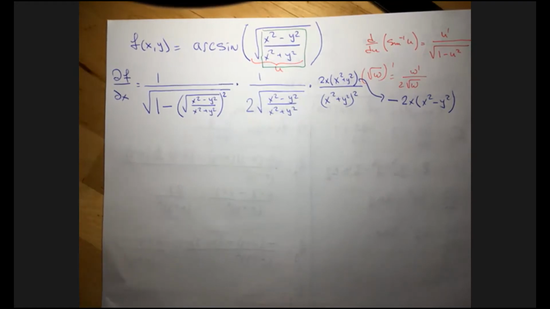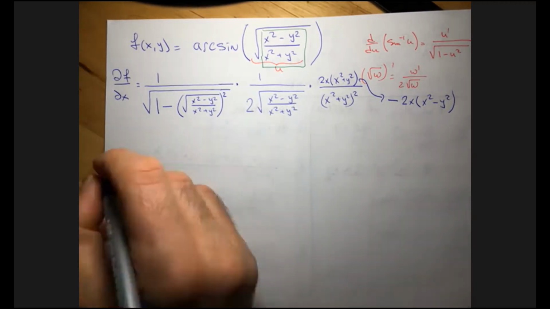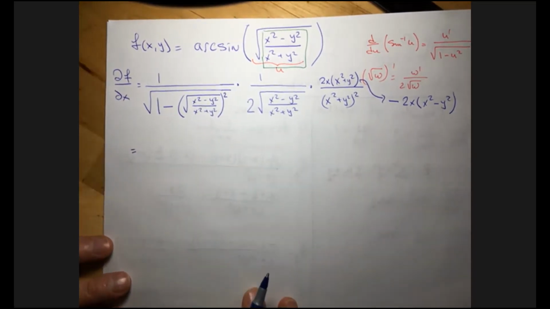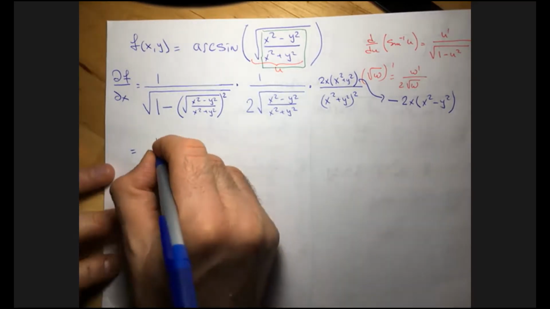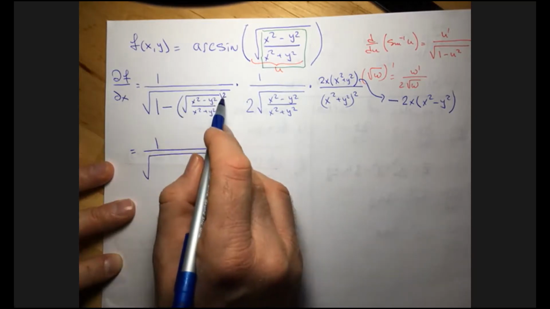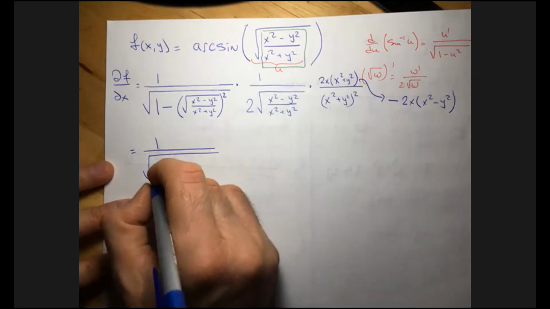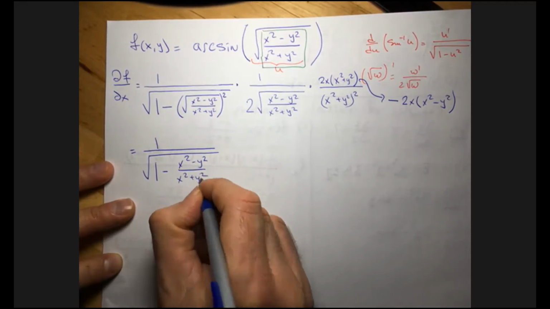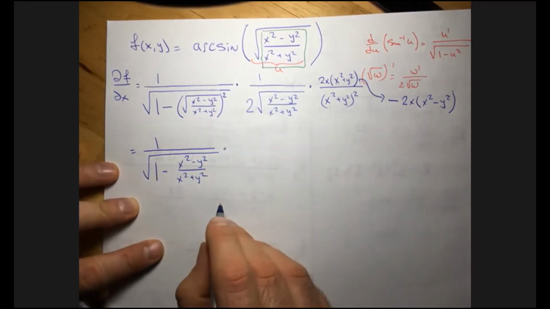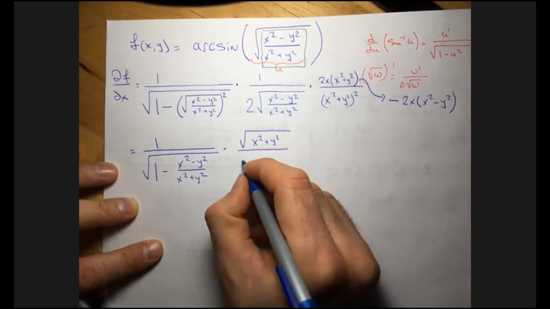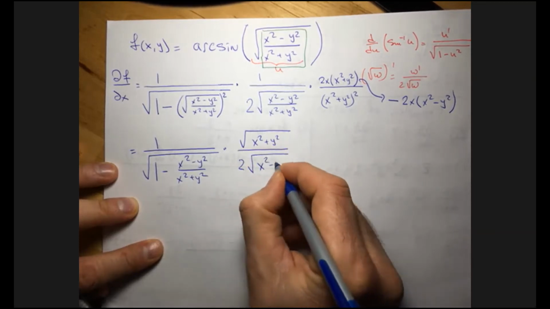Of course, you should be able to notice that things can be canceled, simplified here. So let's do that, and I'll give you the answer for the partial f partial y, and you can do it right at home. So how do we simplify this? This square goes with the square root, and you get 1 minus x squared minus y squared over x squared plus y squared, times square root of x squared plus y squared over 2 square root of x squared minus y squared.